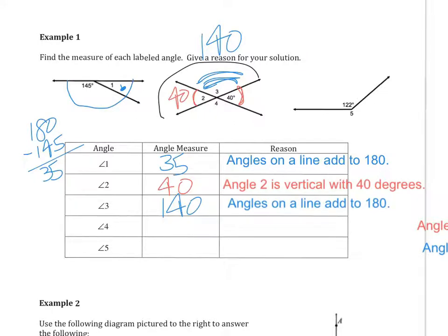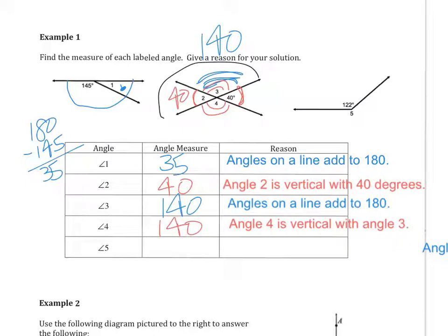Then moving on to the next one, angle 3 and angle 4 are in fact vertical. They're across from each other, so they must be equal in measure. So I'm going to write 140 there, and the reason for that is it's vertical with angle 3.